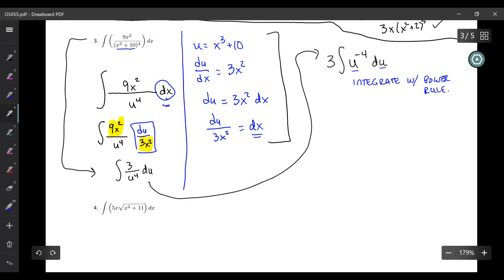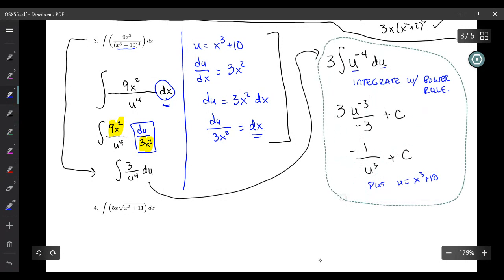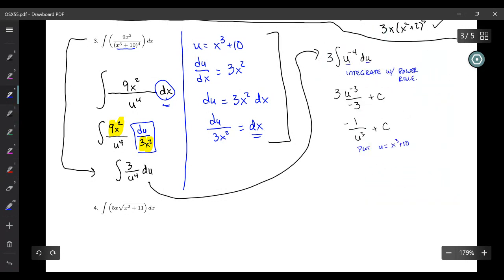So we got 3. Don't forget that you're adding. Negative 4 plus 1 is negative 3. All right, so let's clean this up. This is a negative 1 over u cubed plus c. And then don't forget to back substitute. X cubed plus 10. Let me shrink this down. So my integral would be negative 1 over x cubed plus 10 to the 4th power plus a constant.